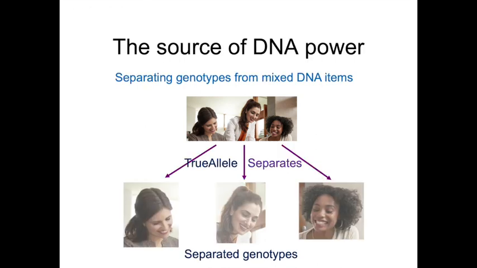The source of DNA power is being able to separate those genotypes from the mixed samples, and TrueAllele does that separation automatically. You see the different fading of people. That's because data will only give you a genotype up to probability if you extract all of its information to preserve it. And then you end up, say in this example, with 3 separated genotypes. That's done without looking at any reference. It's completely objective. Those 3 separated genotypes can be compared with anyone.